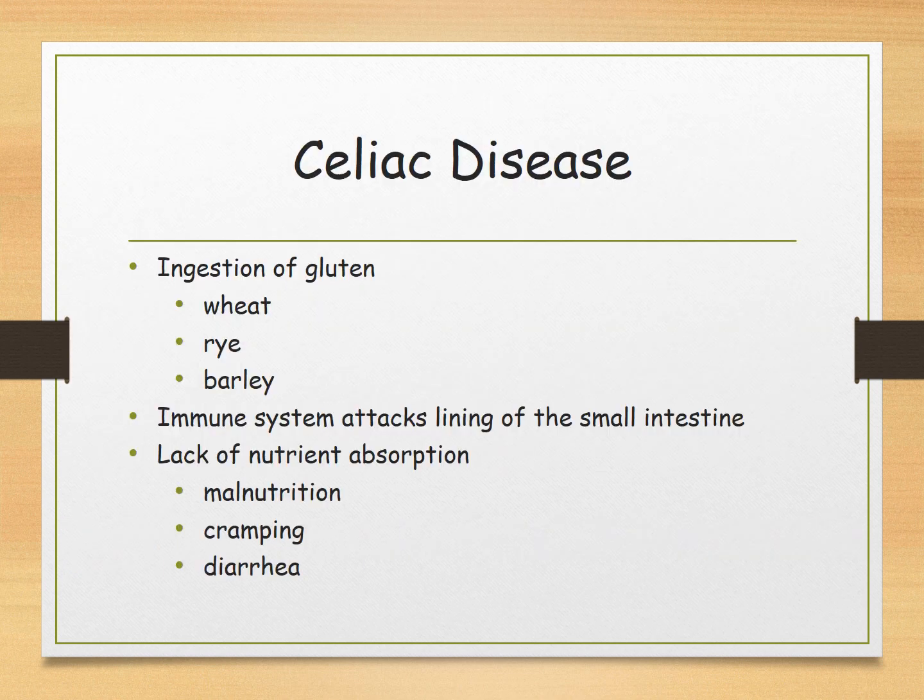Celiac disease is really a disease of the cell membrane. In some individuals, celiac disease is triggered by ingestion of gluten. Gluten is found in wheat, rye, and barley. In celiac disease, the immune system attacks the lining of the small intestine. This inflammation can cause cramping, diarrhea, lack of nutrient absorption, which in some cases can lead to malnutrition. So the immune system response is really crippling the cell membranes of your small intestine where nutrients are normally absorbed.